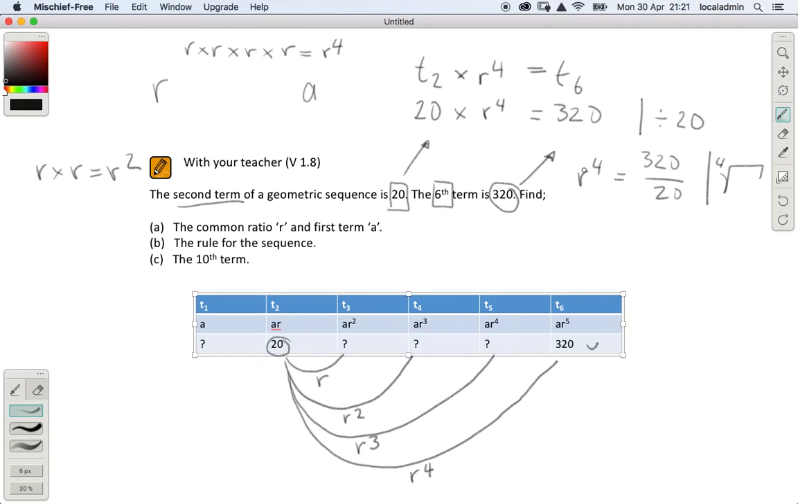But this time we don't have an r squared, we have an r to the power of 4. We need to take the fourth root, not the second root. So we take the fourth root of r to the power of 4, which equals the fourth root of 320 over 20. This all cancels out, so the root cancels with the power, and we end up with r only.